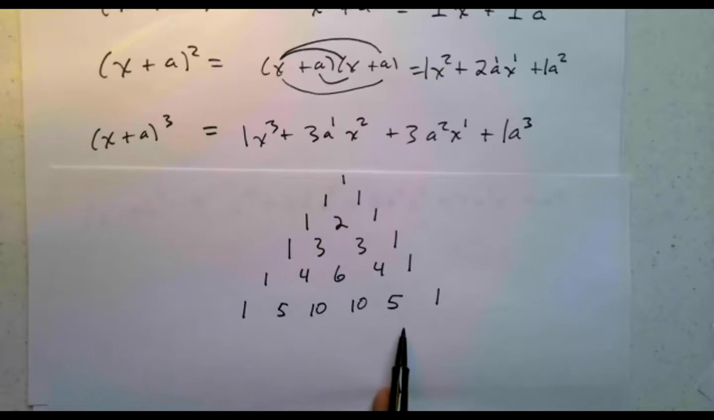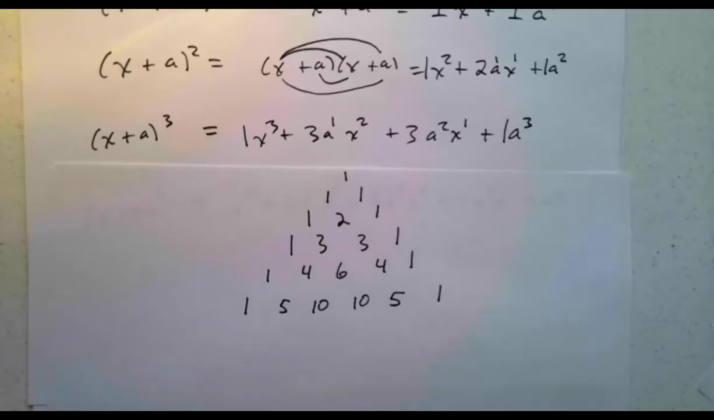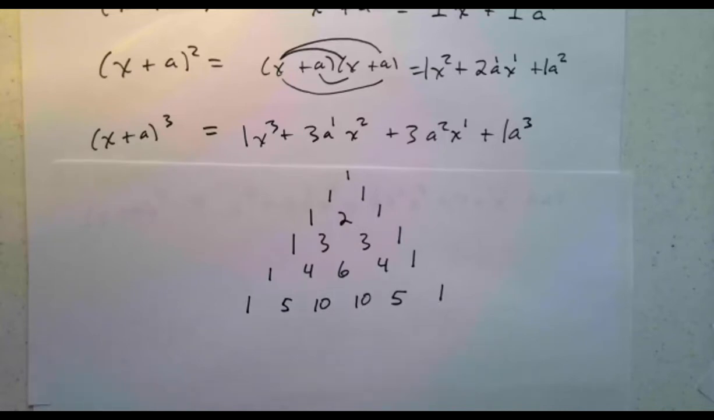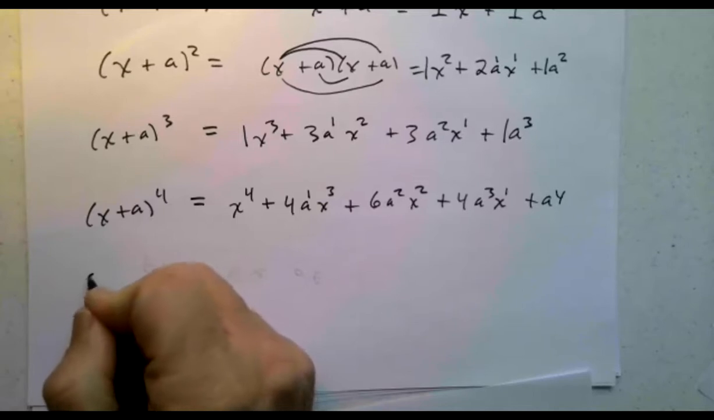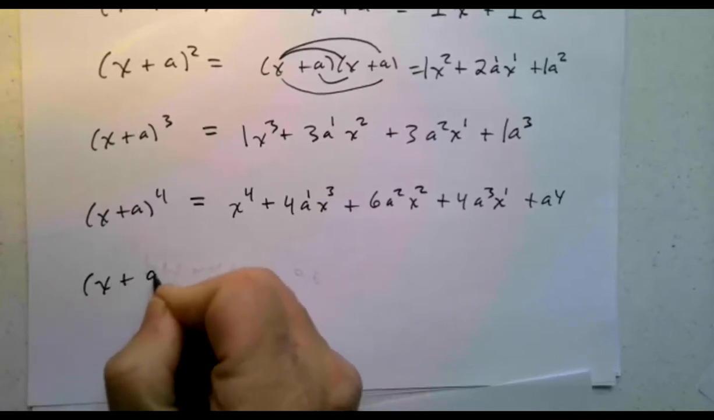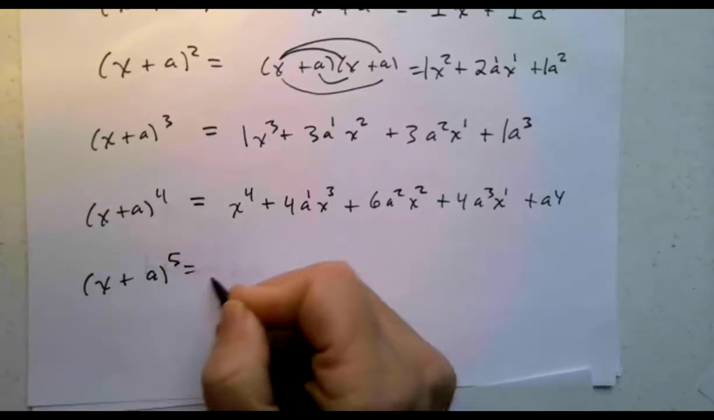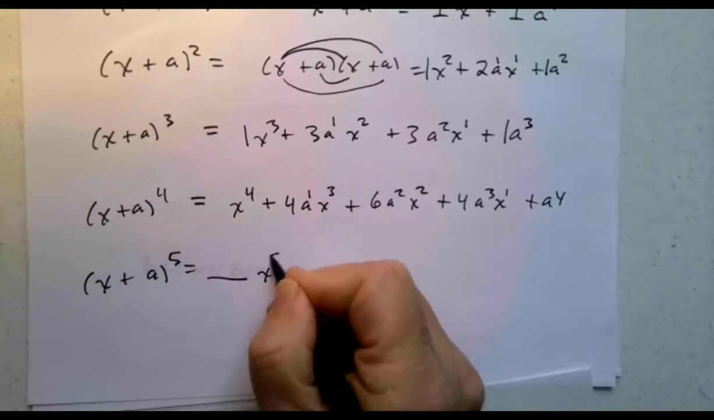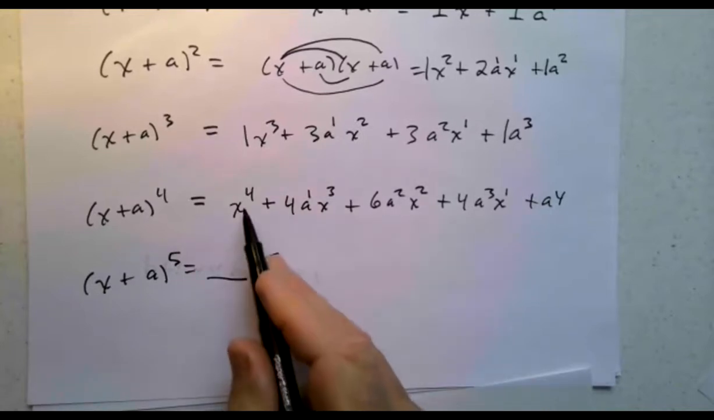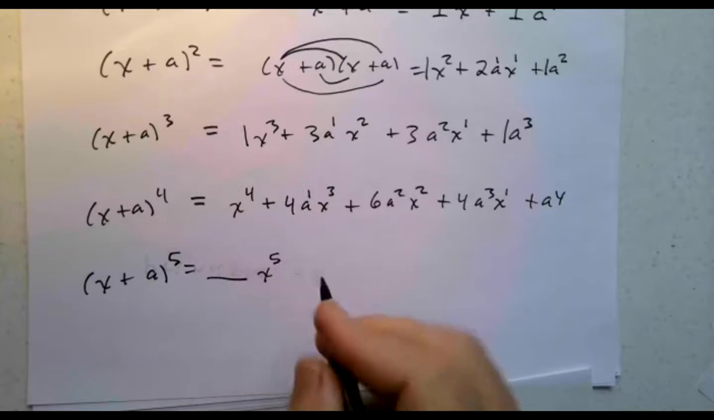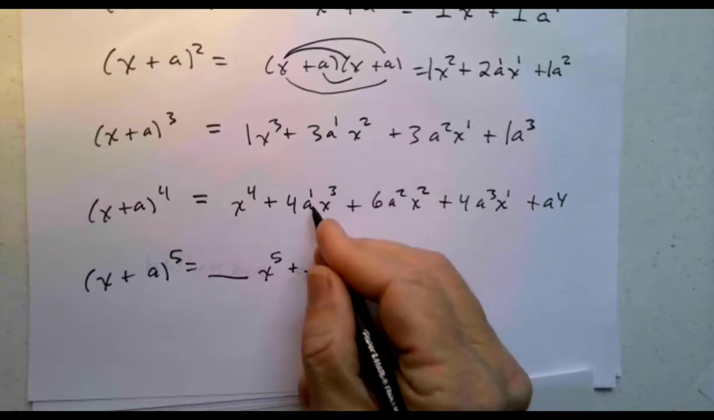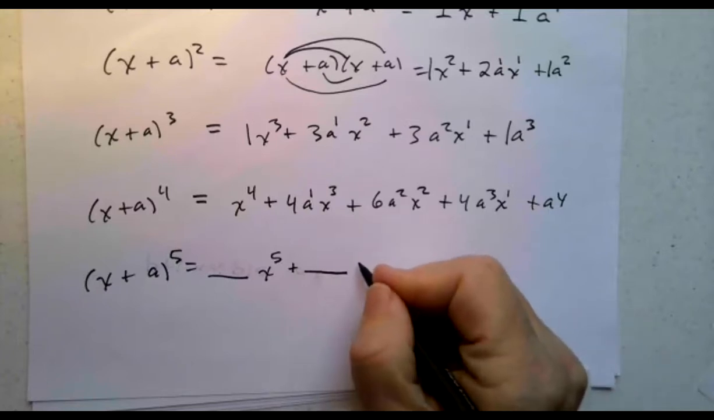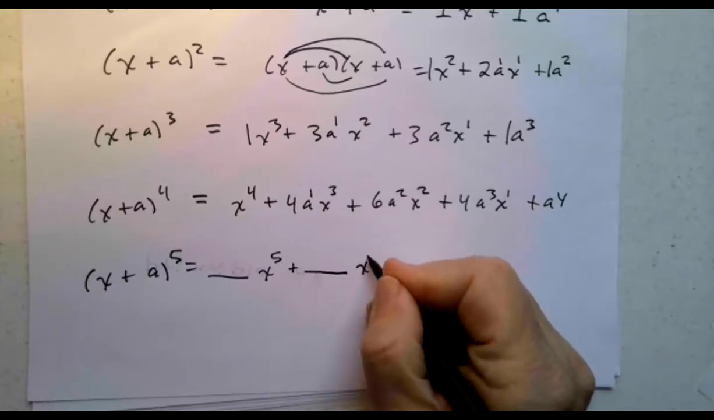Keep that in mind. And I'm going to go ahead and do x plus a to the 5th power next. And then we'll see how that works with those coefficients. So without multiplying all this out, x plus a to the 5th power is something x to the 5th, right? Because again, 5th power, our exponents are all going to total 5. The next one will be what, x to the 4th times a to the 1st, or ax to the 4th. I'm going to write x to the 4th a.